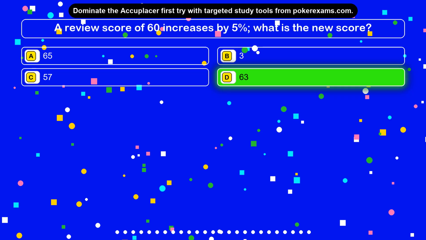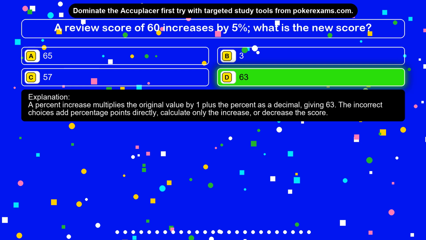The correct answer is option D, 63. A percent increase multiplies the original value by 1 plus the percent as a decimal, giving 63. The incorrect choices add percentage points directly, calculate only the increase, or decrease the score.